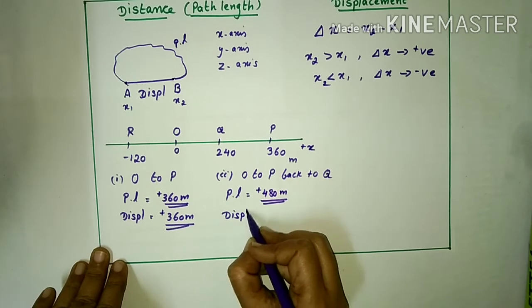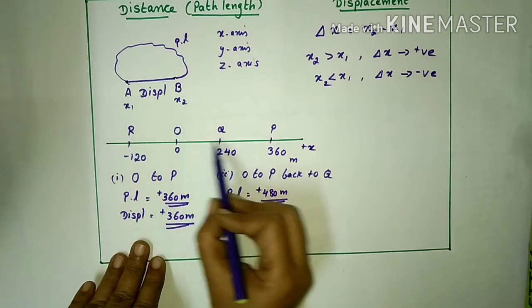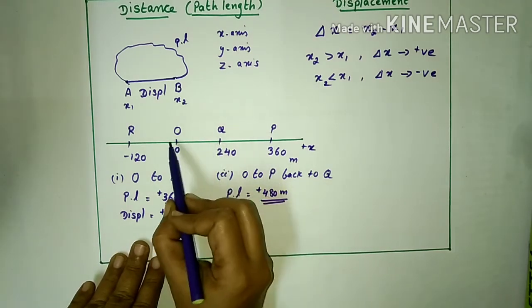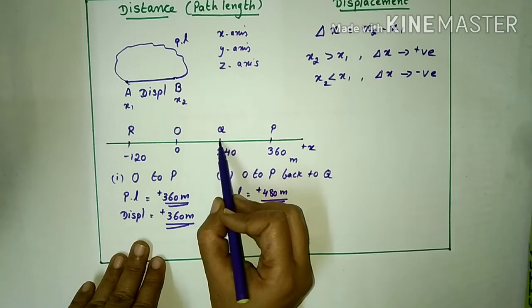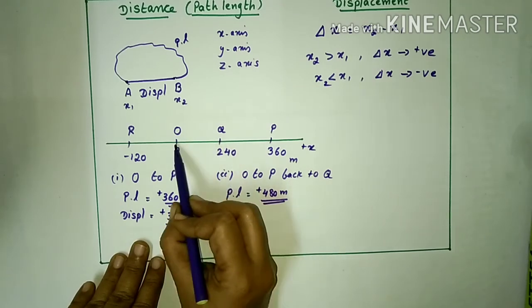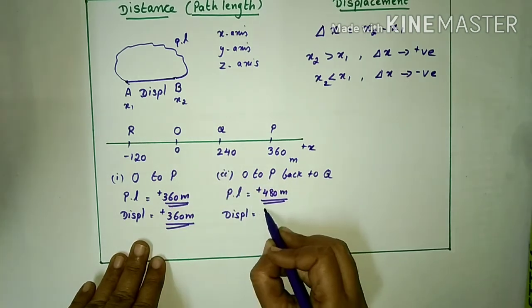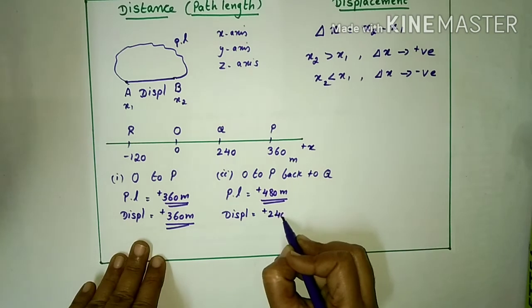Then what is the displacement? Displacement is the change in position from initial to final. So O to P and back to Q. This is the initial position and this is the final position. So what is the change in position? x2 minus x1. So 240 minus 0, that is equal to 240 meter.